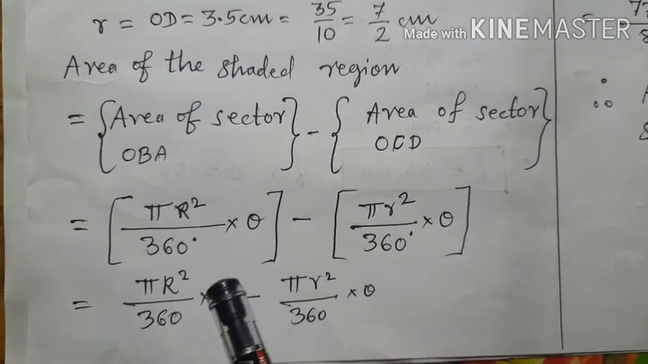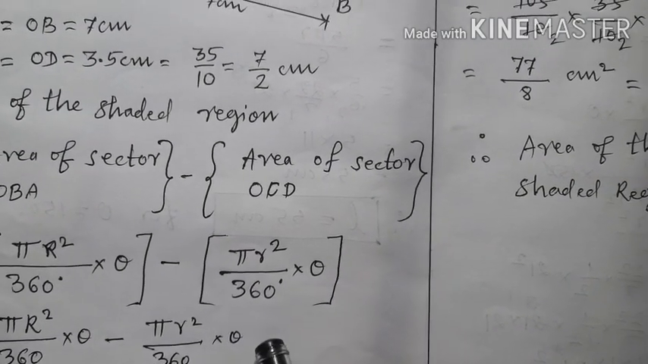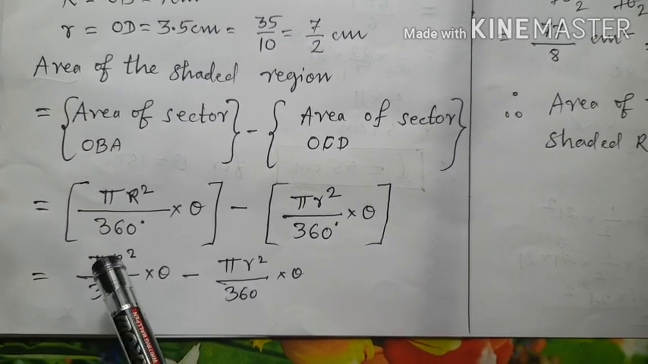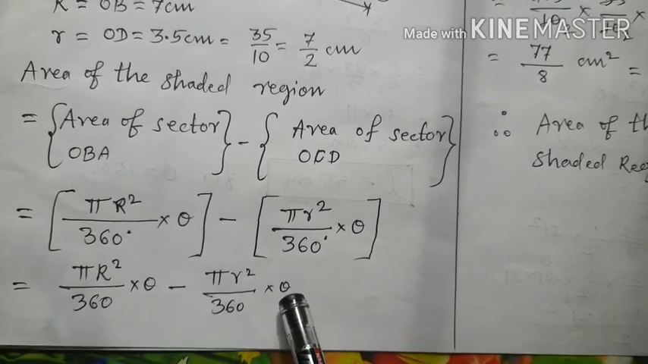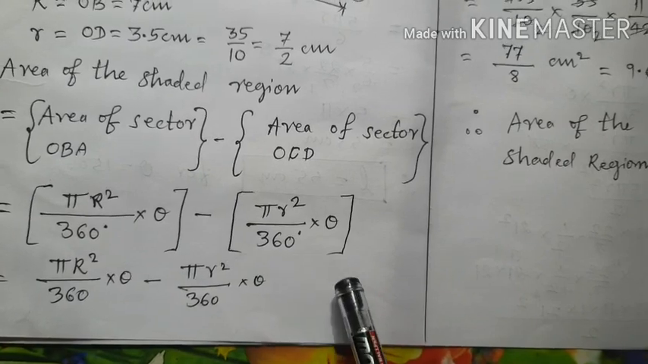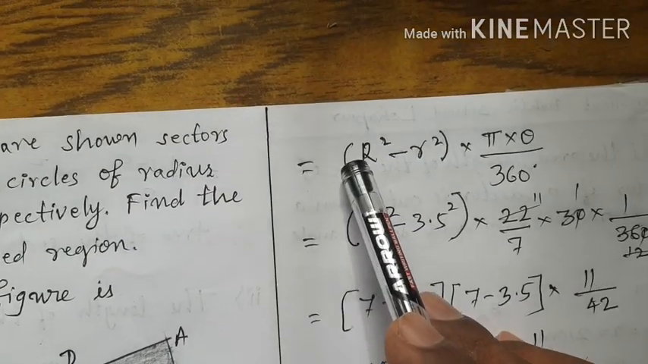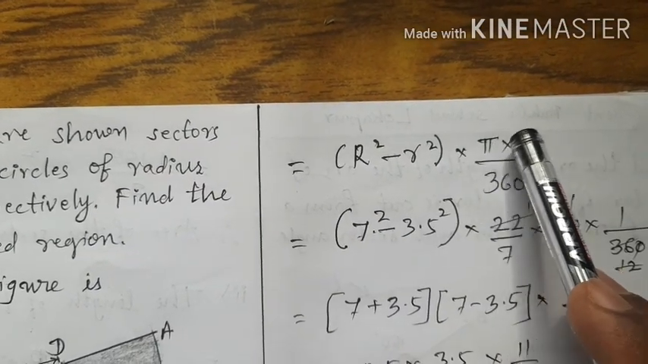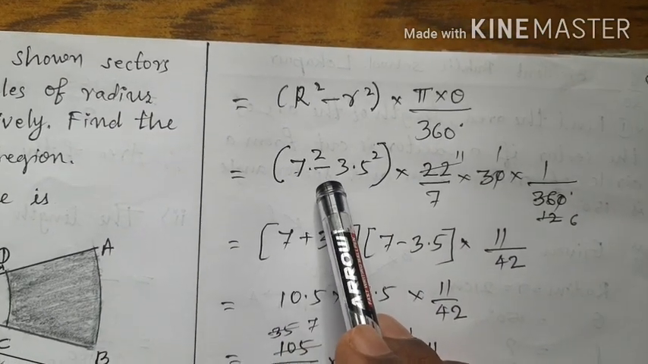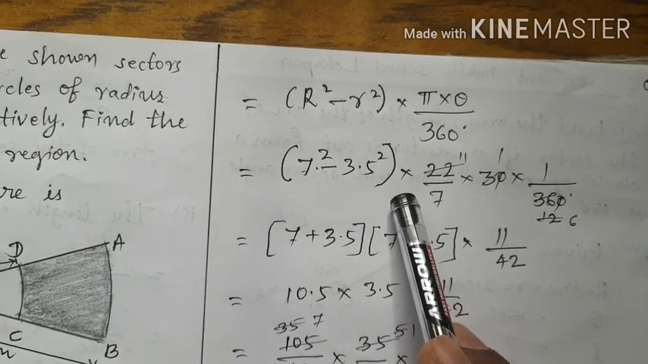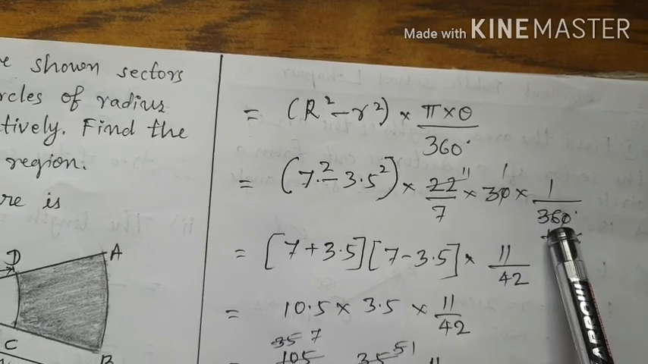So see here children, it is pi R square by 360 into theta minus pi small r square by 360 into theta. You will observe that pi, 360 and theta are common in both the terms. Therefore this pi by 360 theta is taken out and inside R square minus r square remains. So capital R square minus small r square into pi into theta upon 360. Let me substitute the values. The capital R is 7 square minus small r is 3.5 the whole square into pi is 22 by 7, theta is 30 into 1 upon 360.